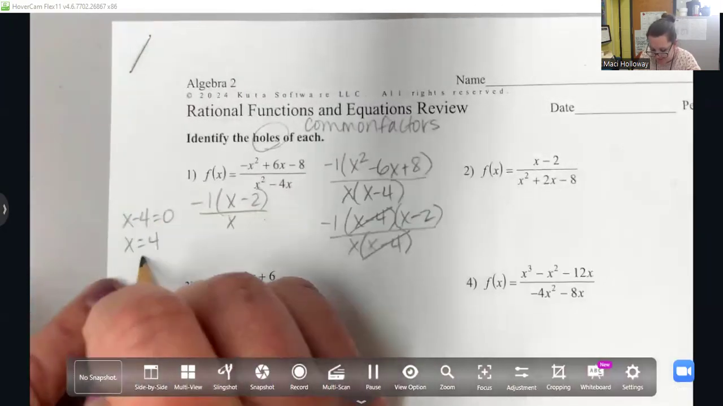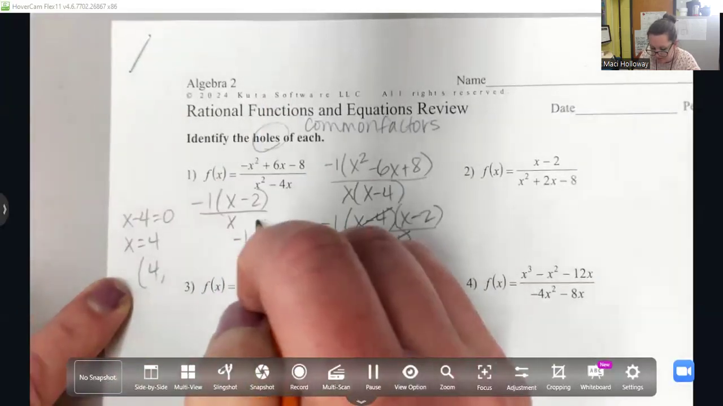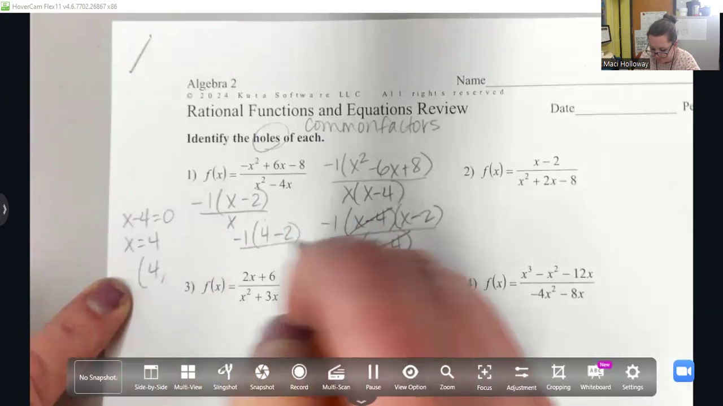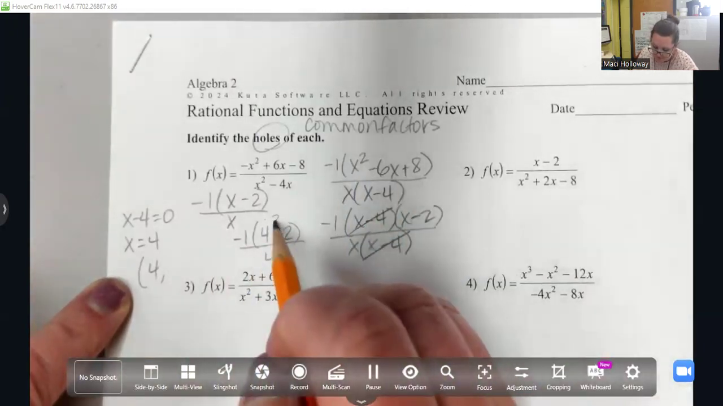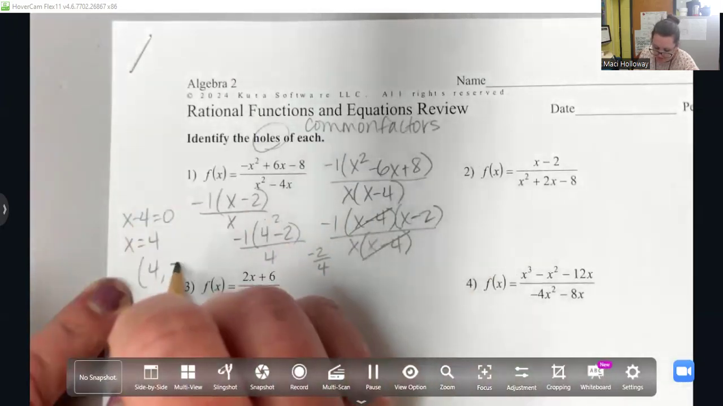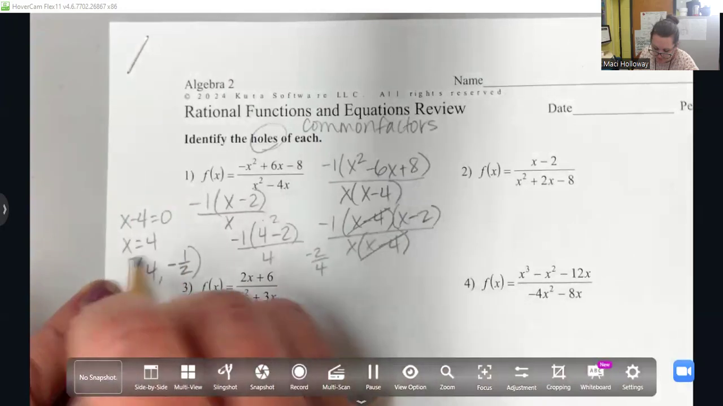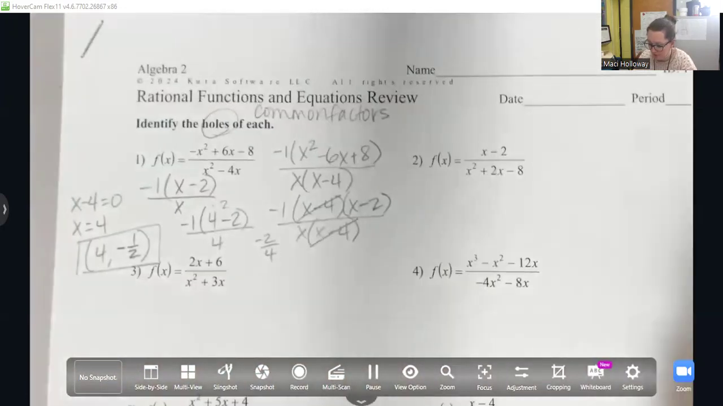And to find the y value, we're going to plug that back into my simplified form. So we have 4 minus 2, that's 2, times -1 is -2 over 4, and that gives us -1/2. So our hole is (4, -1/2). All right, same thing for number 2.